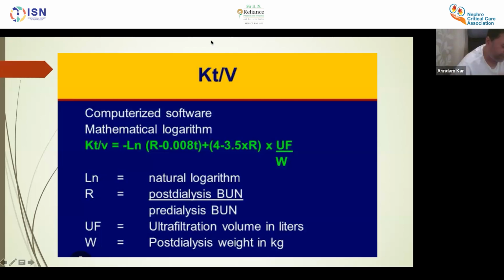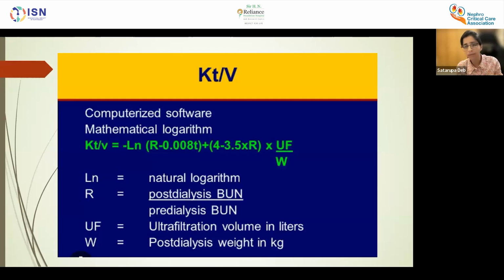Swatha, how do we calculate this? This is a mathematically difficult logarithmic calculation. Do our modern machines give the values themselves, or do we have to calculate? So there are certain machines which give you these values, but if you have these parameters in your hand, you can calculate. There are calculators.